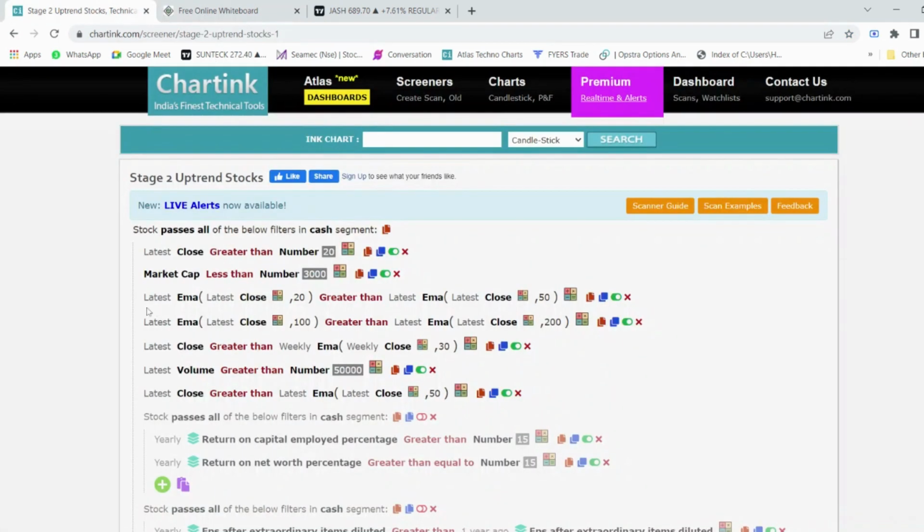As you can see, the latest EMA 20 should be greater than the latest EMA 50. That is the first criteria. Then 100 should be greater than 200. Now for filtering out stocks we are using the number 20. This filtration criteria is going to filter out stocks that are more than 20 rupees and market cap is less than 3000. So this is going to filter out stocks whose market cap is less than 3000, and it could be anywhere between 100 crore, 200 crore or so.